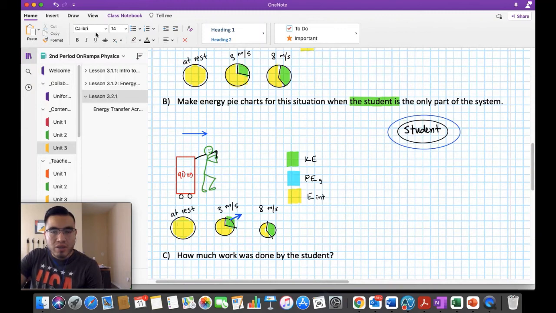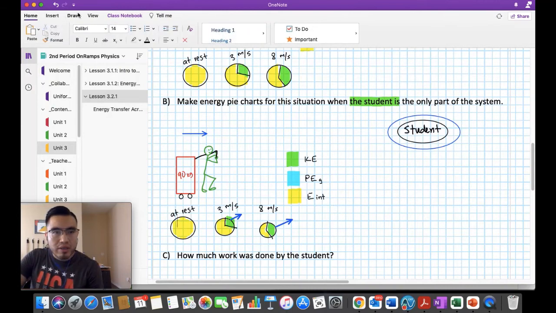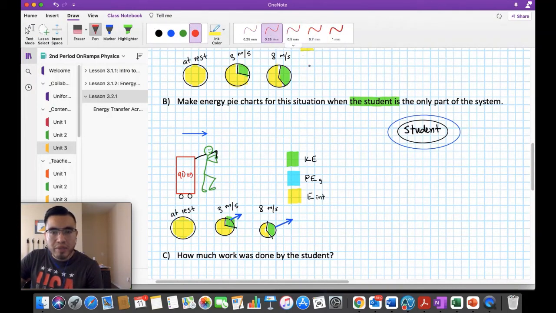So when the student is doing work outside the system, meaning outside the system is the block, there's a transfer of energy from the student to the block. If the boundary has only the student, then the work done by the student goes outside the system boundary, which would be the block. And then over here, on this one, it's even more, right? That means energy being transferred or work done. That's what the arrow is, or energy transfer.